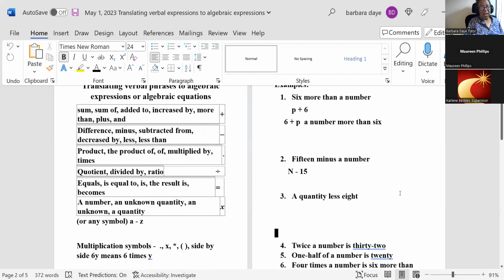Remember, when you say "less," you're subtracting from. So how would you write this? How is C... okay, C less, well, you've got to give me the minus symbol. Minus what? 8? That's it. Very good. A quantity less 8.